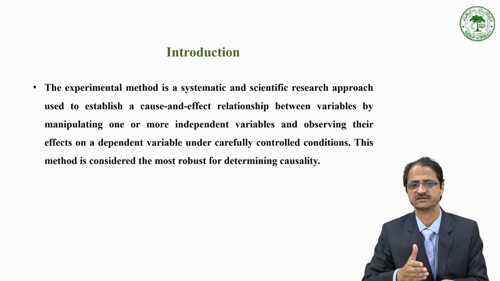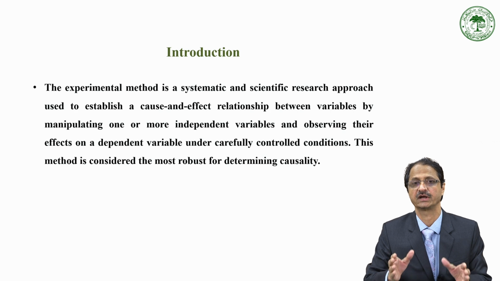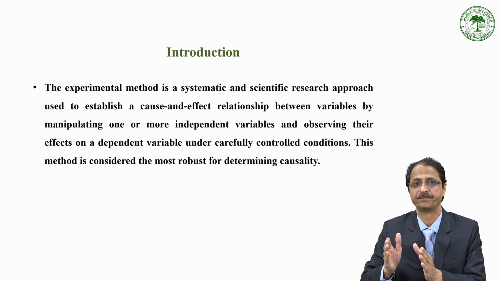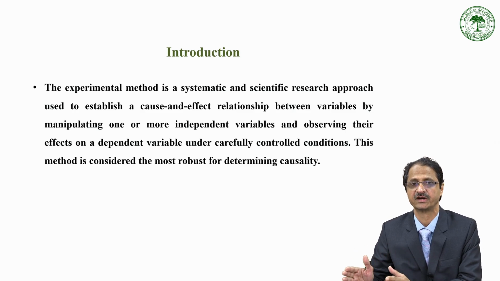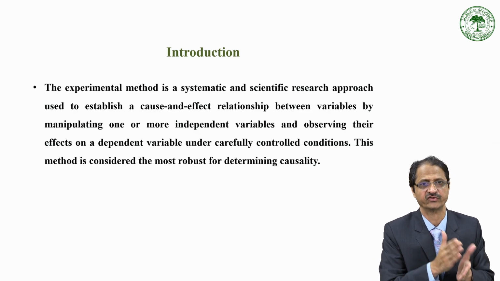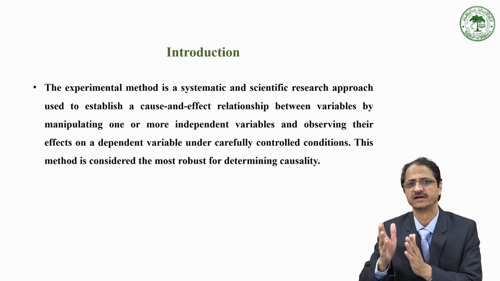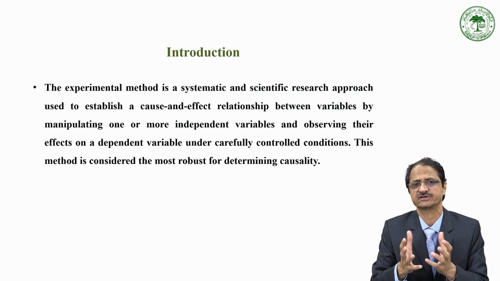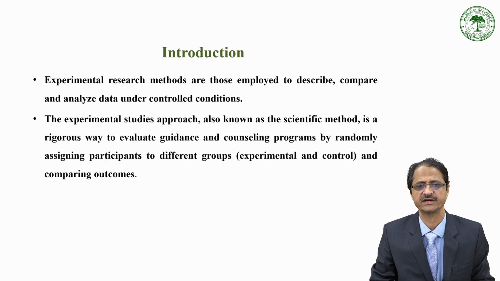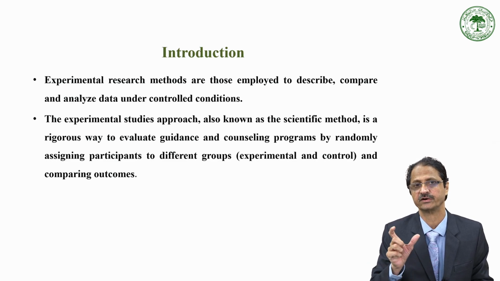This method is considered the most robust, most valid for determining causality. What is the cause, or how is the independent variable impacting the performance of the students? That is basically the cause and effect relationship. One is the cause and another is the effect. Cause is basically related to the individual. I will explain that. Experimental research methods are those employed to describe, compare, and analyze data under controlled conditions.